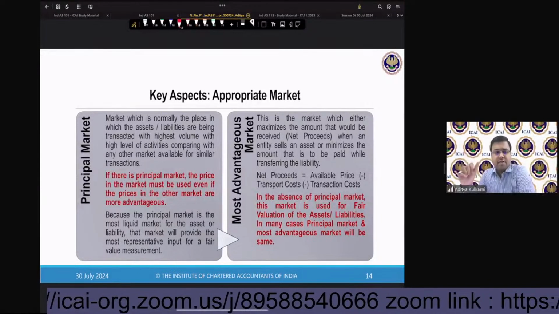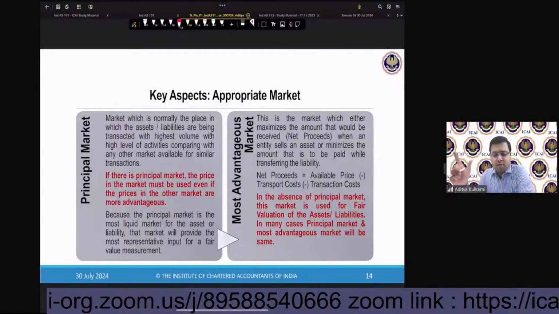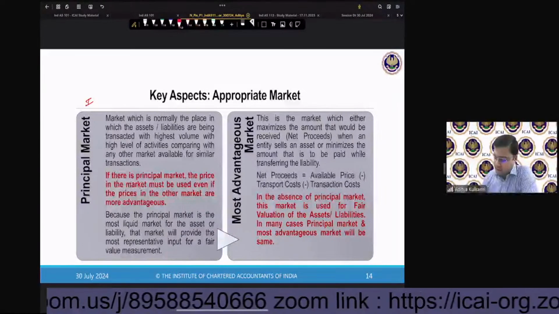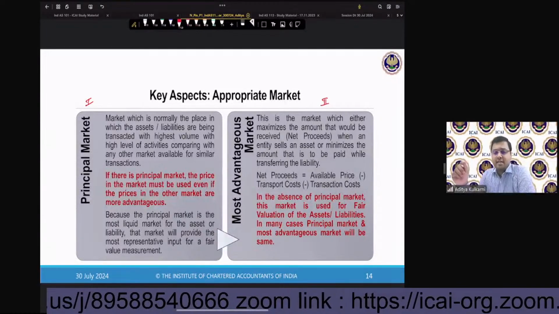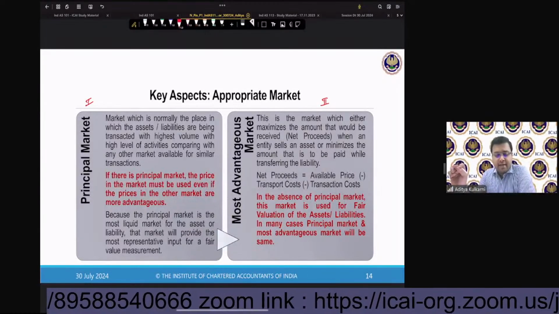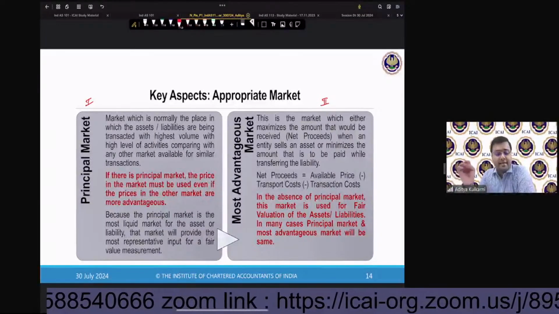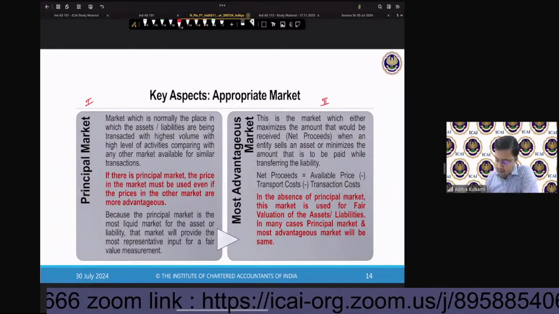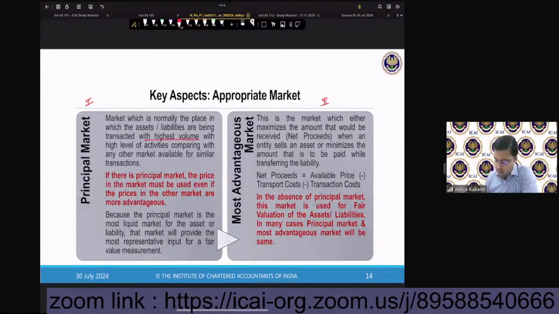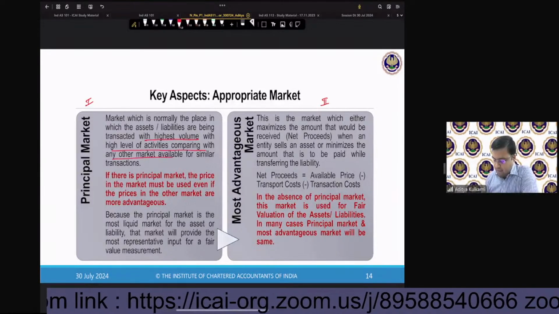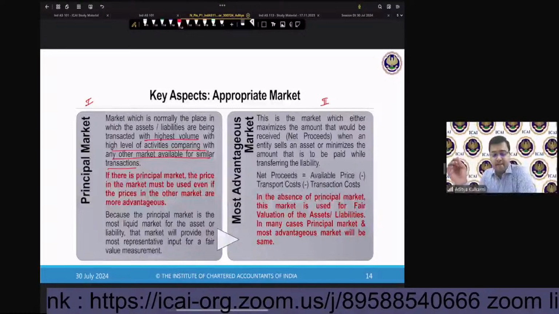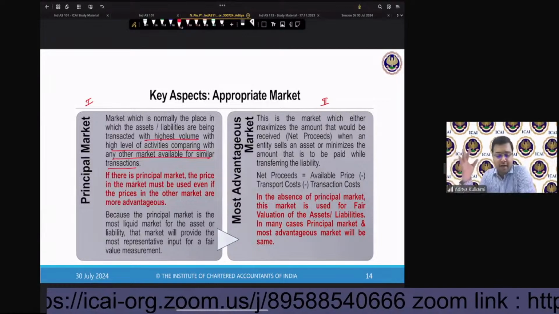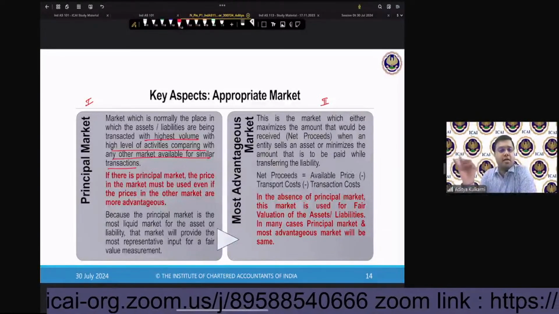There are two markets. First one is the principal market. Second is the most advantageous market. Preference will be given to the principal market. If principal market is not available, then we look at the most advantageous market. So what is your principal market? It is the market that has the highest number of buyers and sellers, the place in which assets and liabilities are being transacted with highest volume, with a high level of activity compared to any other market available for the commodity in question.